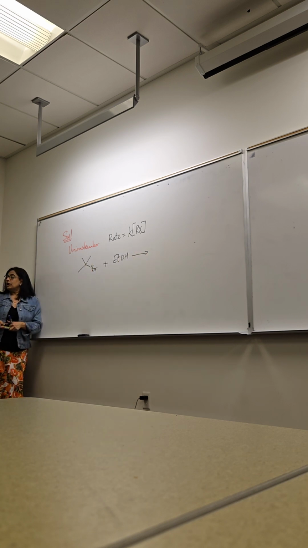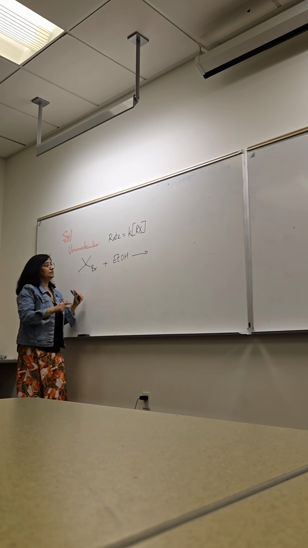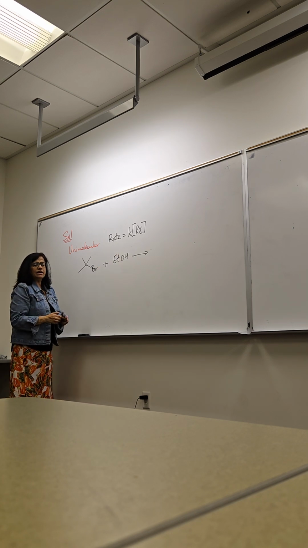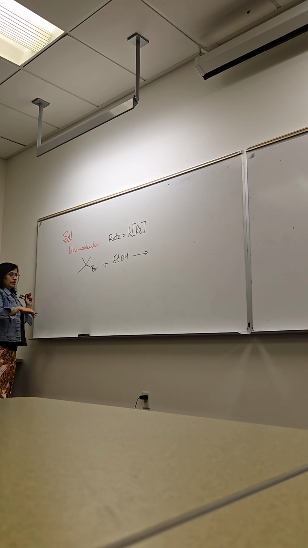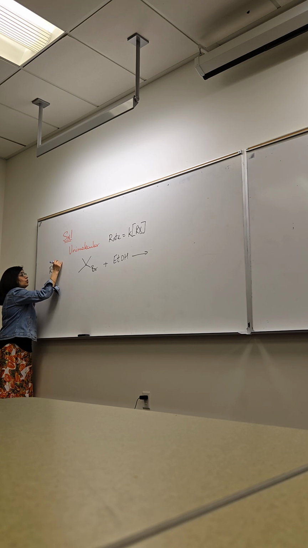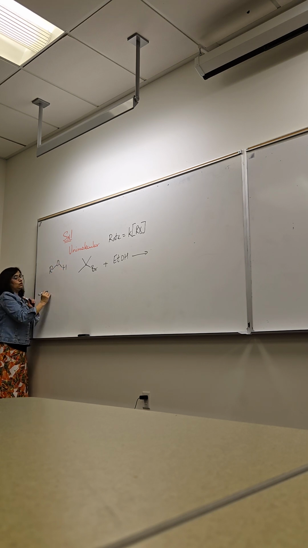Any guesses what the product would be? Ethanol. It's an alcohol. And what did we say about alcohols? Alcohol is not a bad leaving group. Alkoxide, OR, is a bad leaving group. Alcohols are the same as what? Water. If that's an alcohol, this is water. Everything else is the same.